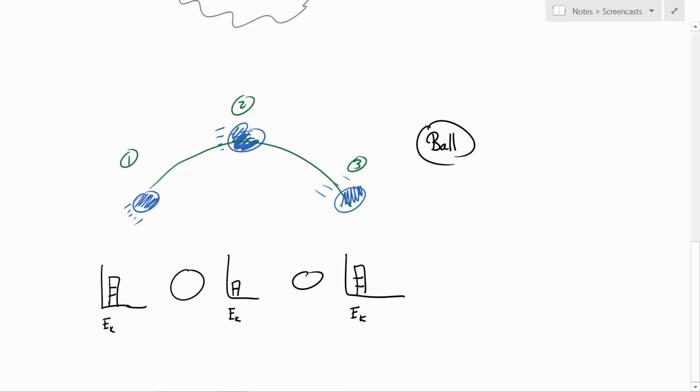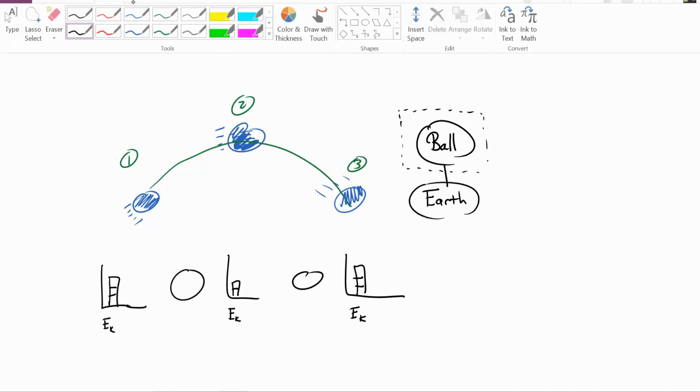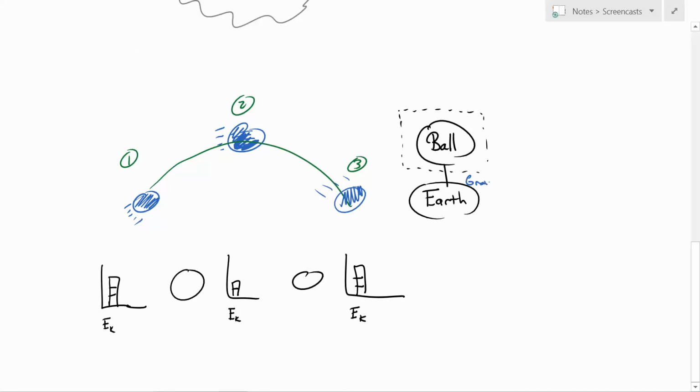So, if I take the system just to be the ball, what is the ball interacting with? Well, what is slowing it down and speeding it up? The answer is the Earth. And this is the interaction that we're going to think of as gravity. So, one way to look at this is to say that here, one bar goes out to the Earth, and here, one bar comes in from the Earth. That's kind of the simplest way to look at it.